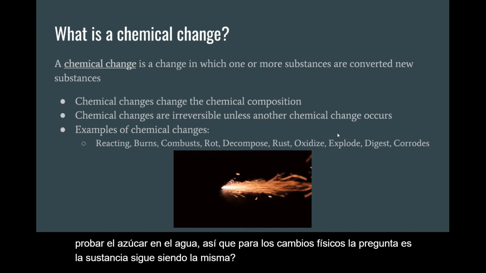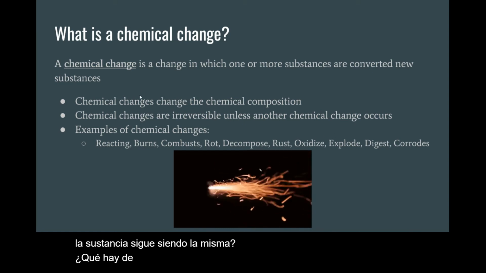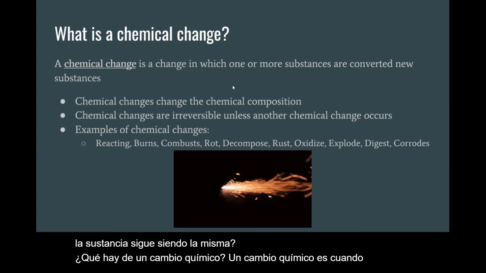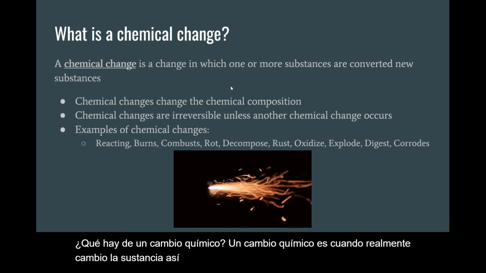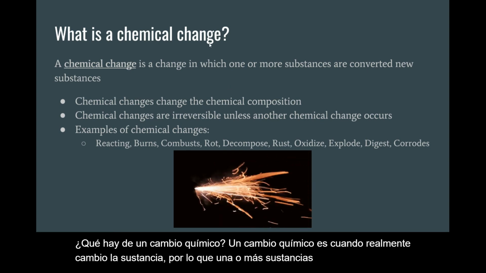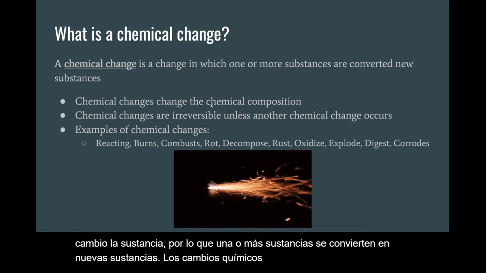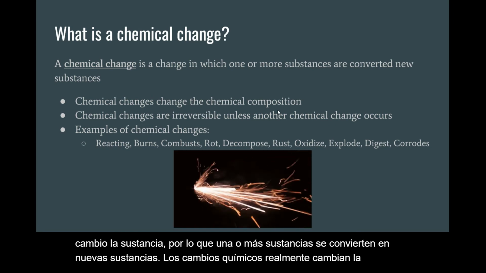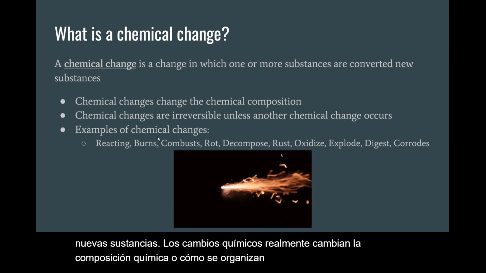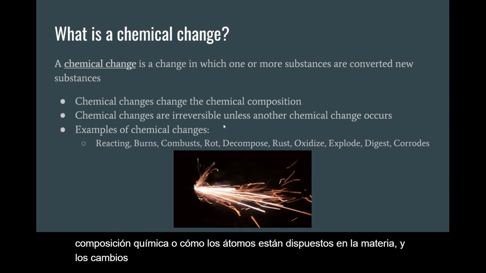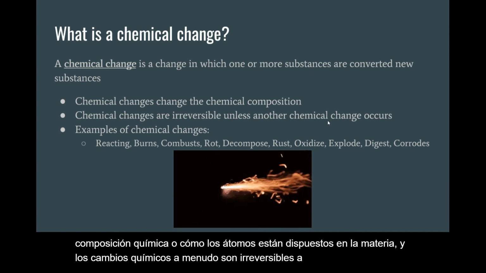What about a chemical change? Well, a chemical change is when I actually change the substance. So one or more substances are converted into new substances. Chemical changes actually change the chemical composition or how the atoms are arranged in the matter. And chemical changes are often irreversible unless another chemical change occurs.